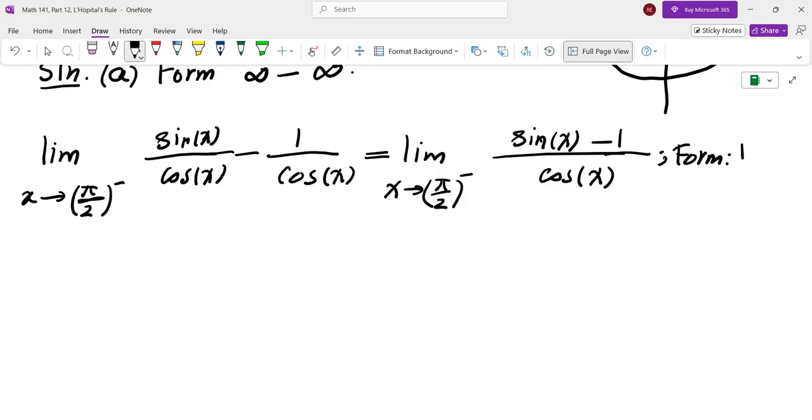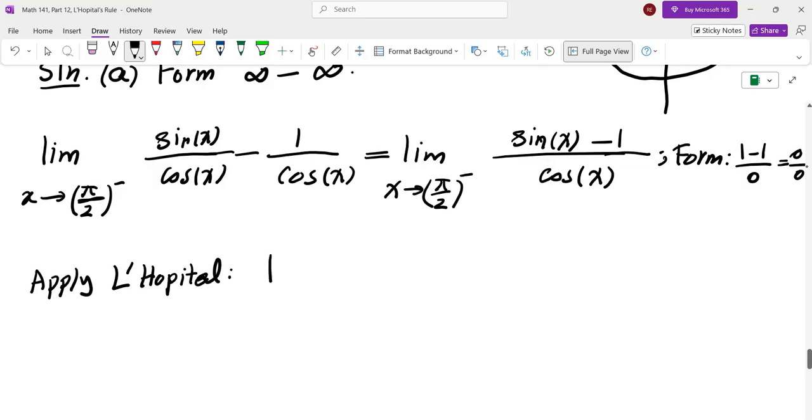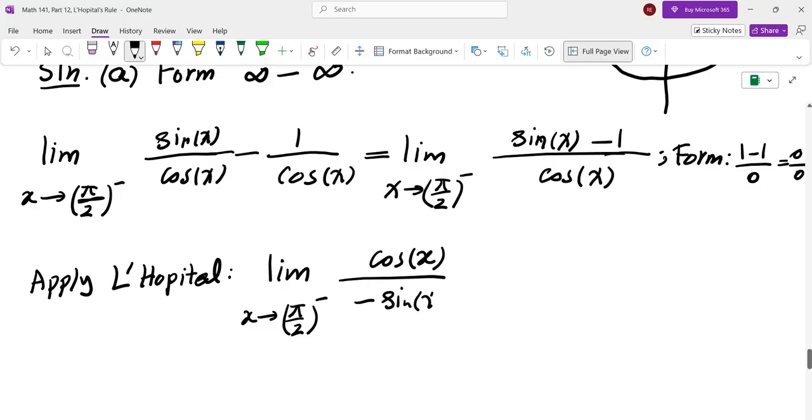So now what is the form of this one when we plug in pi over 2? Sine of pi over 2 is 1, minus 1, divided by cosine of pi over 2. So that is 0 over 0. So we can apply L'Hopital's rule. So we're going to take the limit as x approaches pi over 2 from the left. The numerator becomes cosine of x. The denominator becomes negative sine of x. So that is by differentiating the numerator and differentiating the denominator. Okay, so now what do we get here when we plug in pi over 2? Cosine of pi over 2 is 0 and sine of pi over 2 is 1. So the answer is then 0.